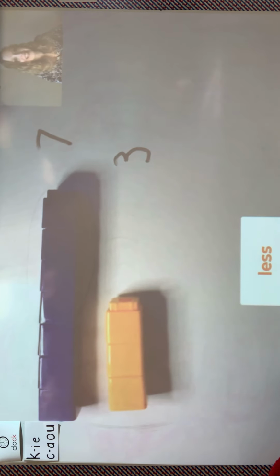Ready? Count. 1, 2, 3. 3. Which number is more? Think. Say it. Which one? Yes, 7. Which number is less? Think. Say it. Which one is less? Yes, 3. Very good. 7 is more than 3. 3 is less than 7.